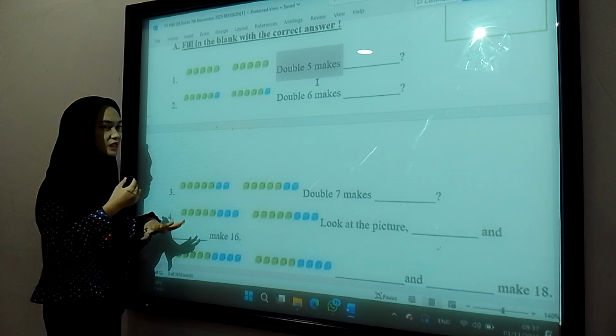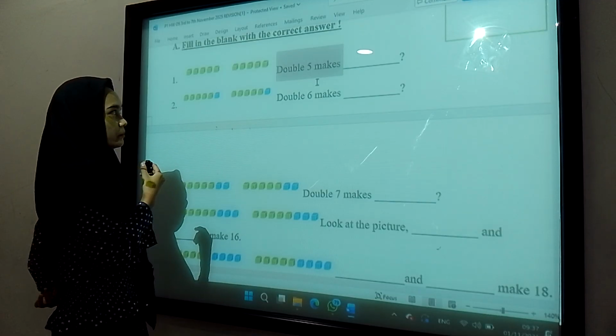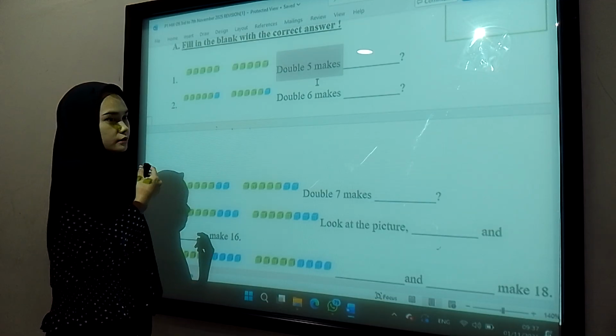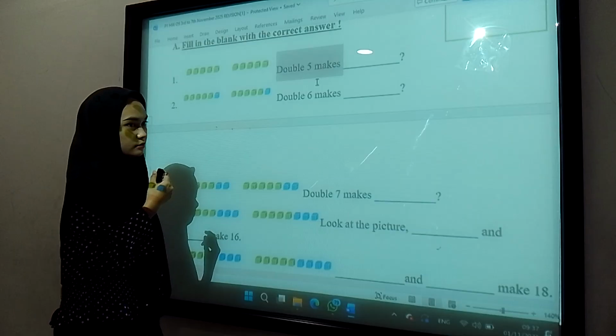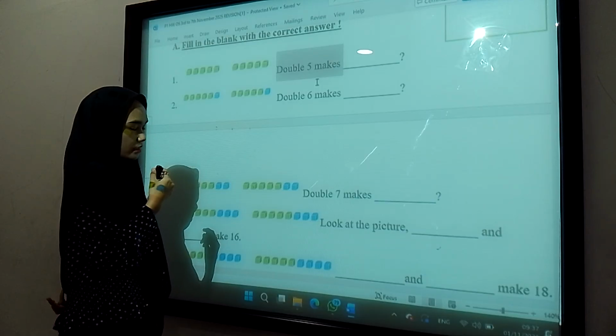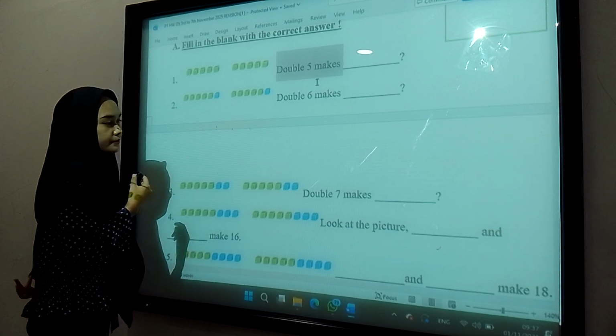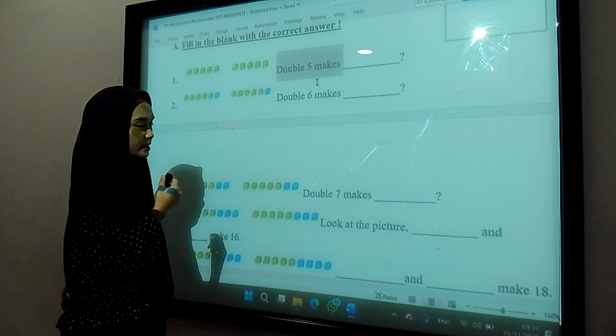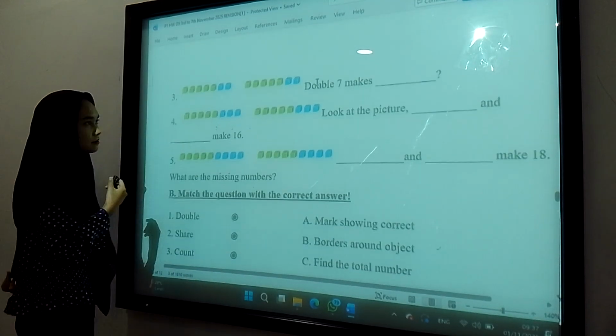Yes, double five means five plus five with the same number. Because it's just the same, right? Five times two or five plus five. But in the book they teach about five plus five. Okay, double five makes five plus five equal to 10. Yes, it's 10.